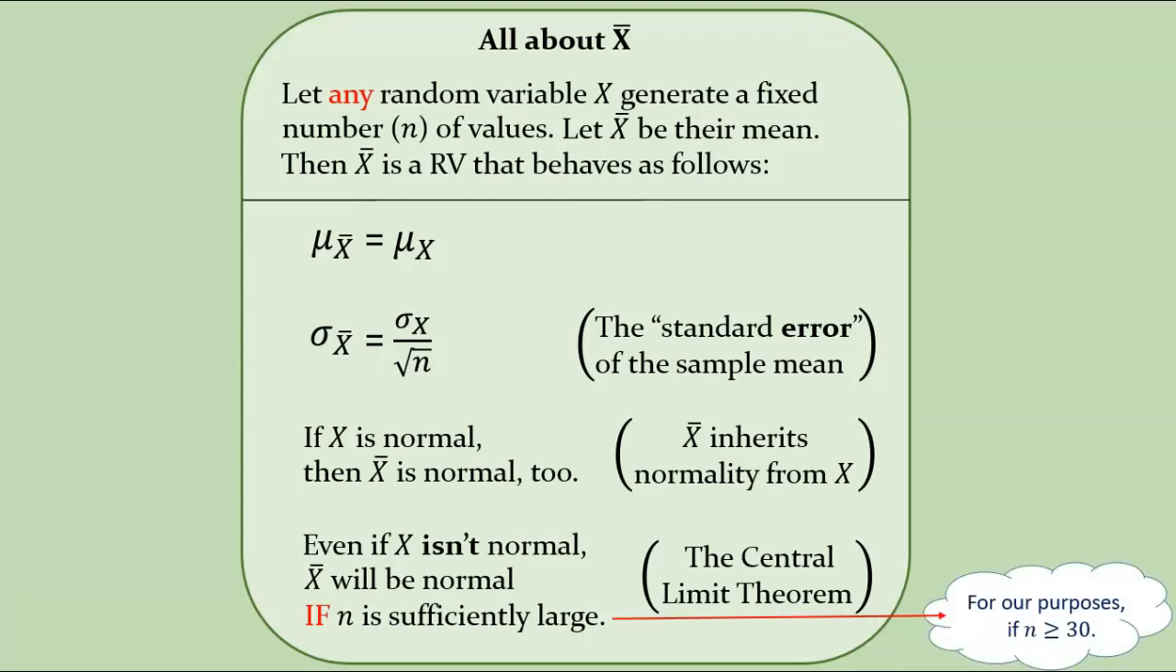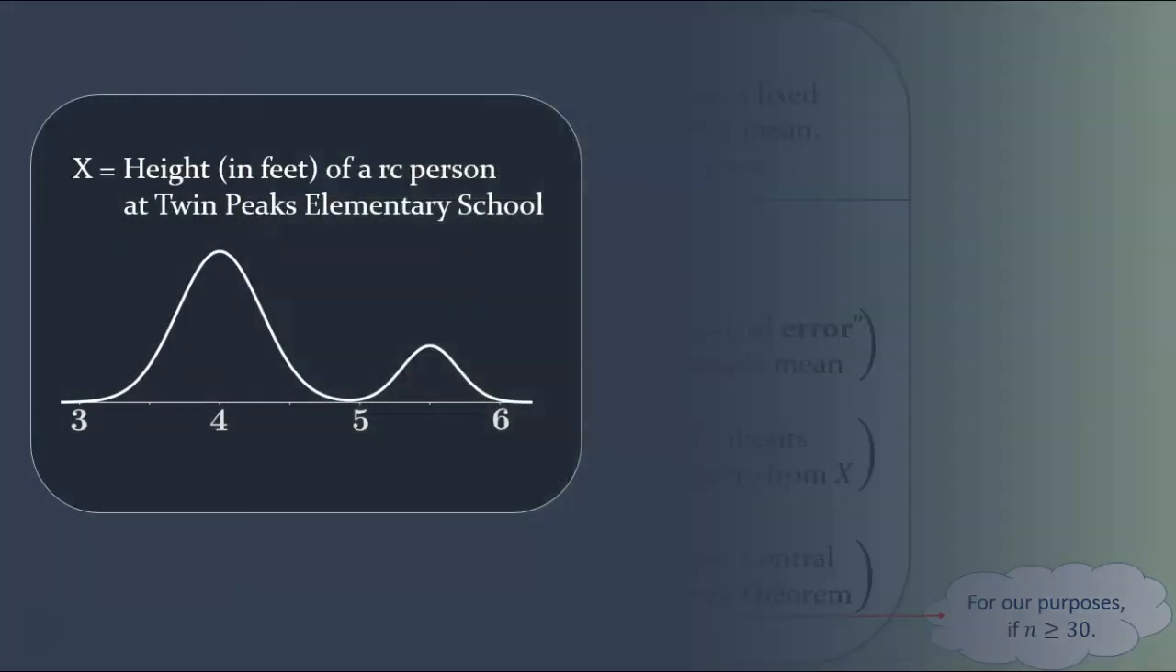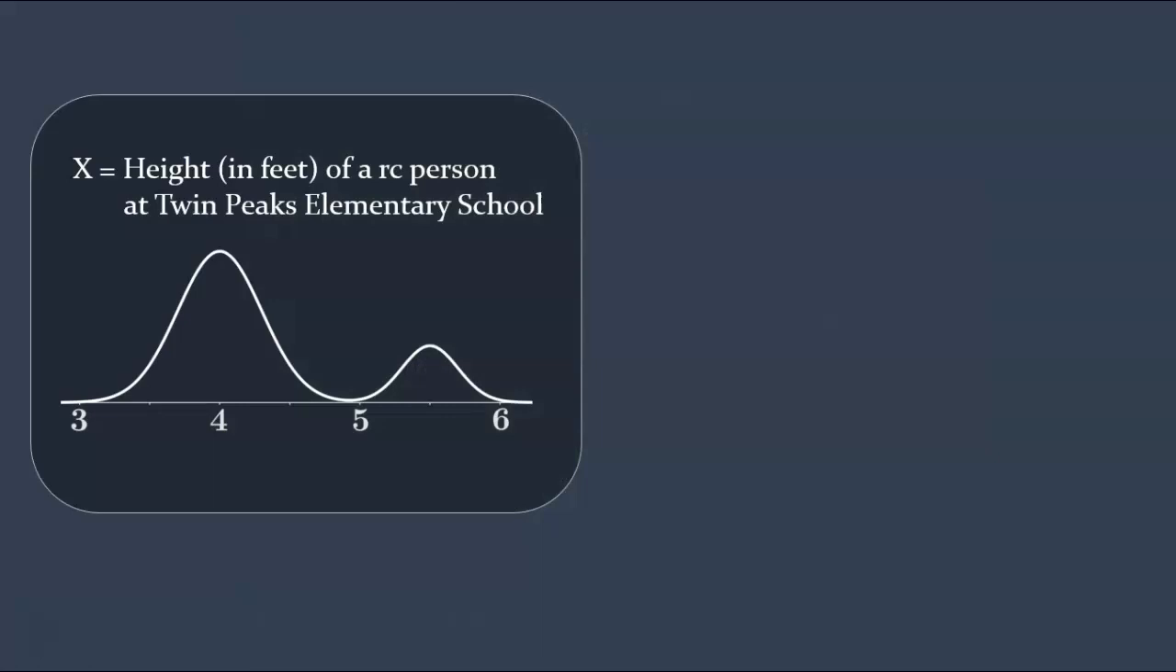The Central Limit Theorem seems somewhat miraculous. Why is this true? I'll explain in the context of another example. Let x be the height, now in feet, of a randomly chosen person at Twin Peaks Elementary School. The distribution of x, as you can see, is bimodal. It has 2 hills, a big one that represents the many kids at the school, and a small one which represents the smaller number of adults at the school.